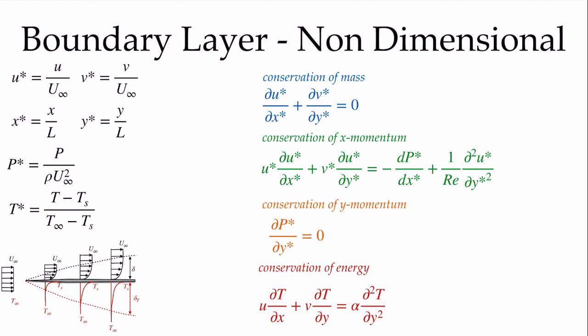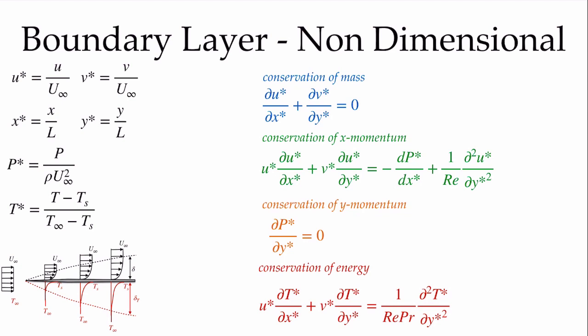of course, it's of exactly the same form as the x momentum equation, except for the fact that we don't have this dp dx term here, and we have alpha instead of nu that appeared here. And so, if you recall our Prandtl number, the ratio of the kinematic viscosity to the thermal diffusivity, we'll see the Reynolds number corrected by the Prandtl number to give us this term here. And so our non-dimensional energy equation looks like this.